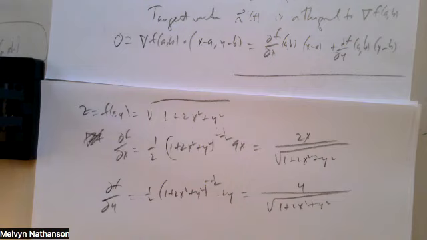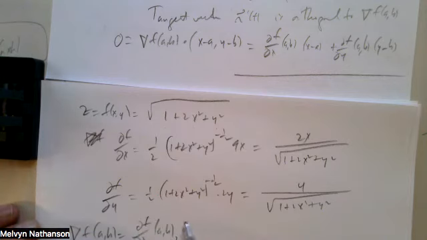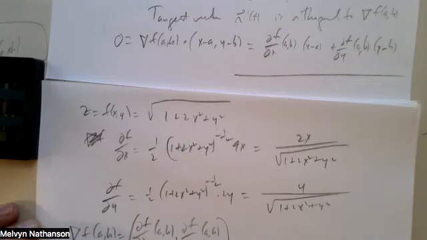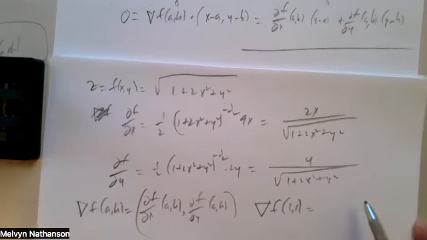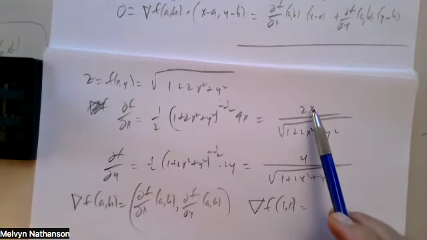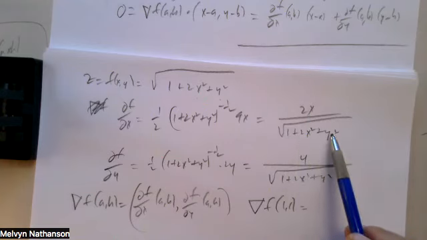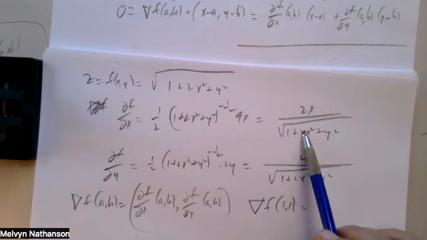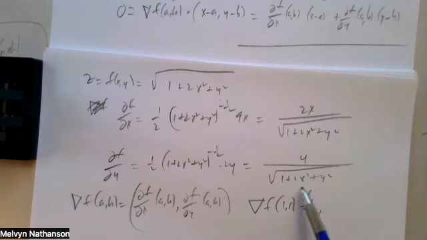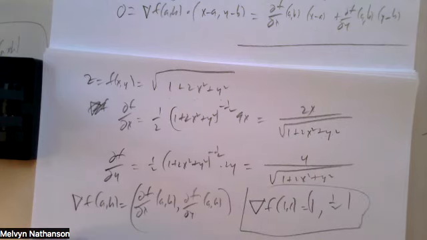And the gradient of f at any point (a, b) is the partial of f with respect to x at (a, b), comma, partial of f with respect to y at (a, b). That vector. So the gradient of f at the point (1, 1) is equal to what? When x and y are 1, in the denominator is 1 plus 2 plus 1, which is square root of 4, which is 2. So partial of f with respect to x is 2x over 2, it's just x. And when x is equal to 1, that's equal to 1. Again, the numerator is equal to 2 when y is 1, and this is a half. So the gradient of this function at the point (1, 1) is equal to (1, 1/2).